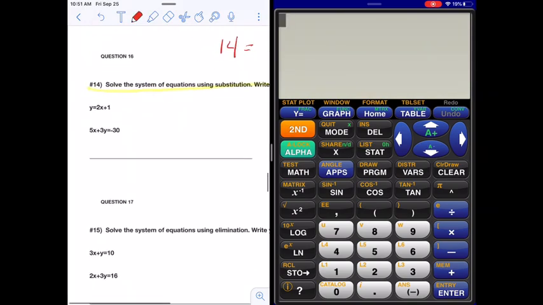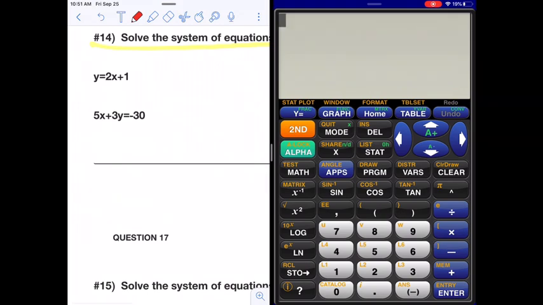So substitution, look at how nicely this first one is already set equal to y. So I can substitute that in right here where that y is. So I'm going to go ahead and recopy that 5x plus 3 and then equals -30. So I get 5x plus 3. I'm going to put a big old parenthesis where that y was, equals -30. I want to make sure to have space to plug in that 2x plus 1.